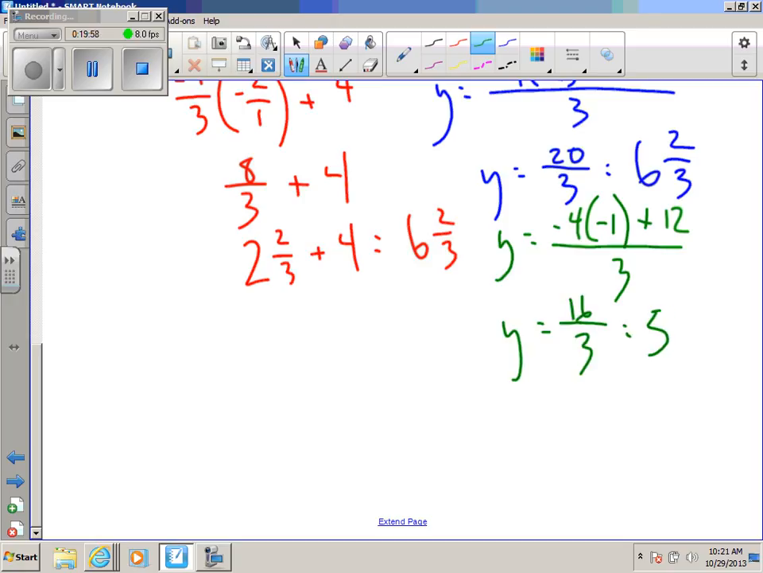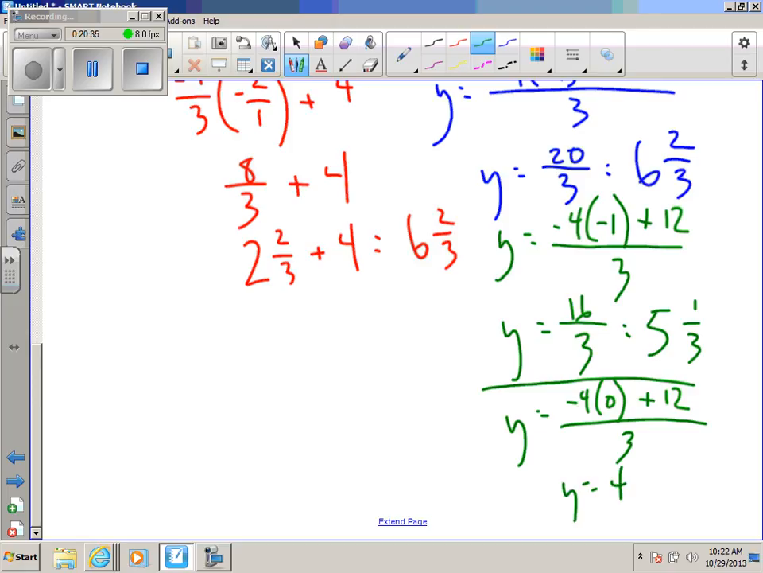equals 5 1/3. How about your 0? So 0, 12, 12 over 3. Right, not so bad.